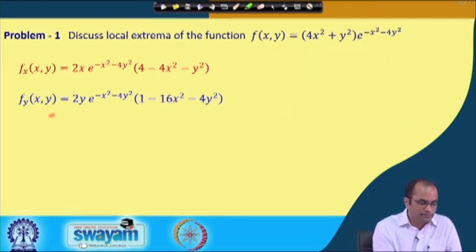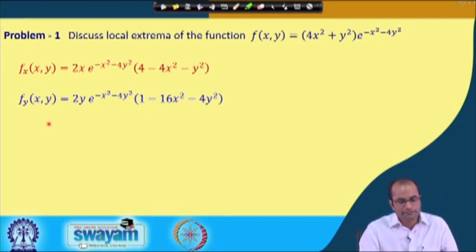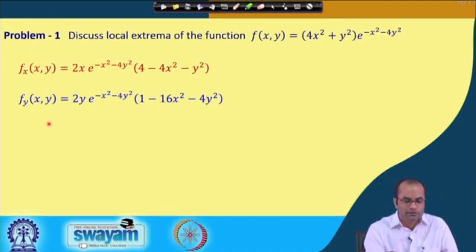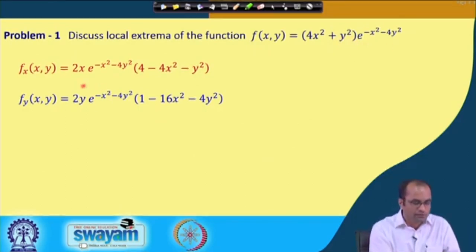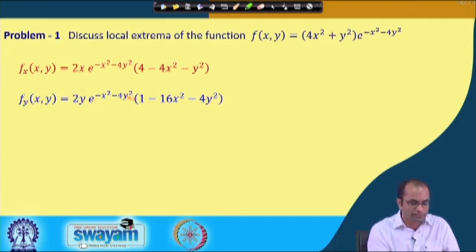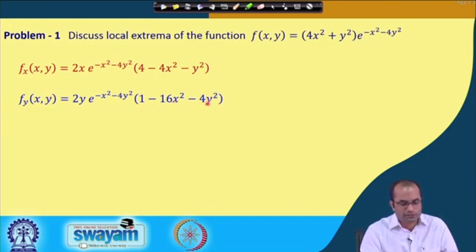Similarly, we can get the first order derivative with respect to y. Now we will differentiate here with respect to y, and again the product rule will be applicable. So, we will get 2 times y now, and here the same exponential function, and the extra term 1 minus 16x square minus 4y square.